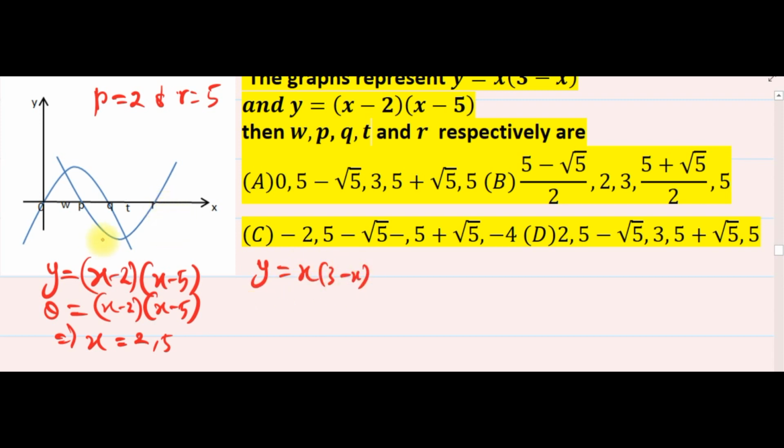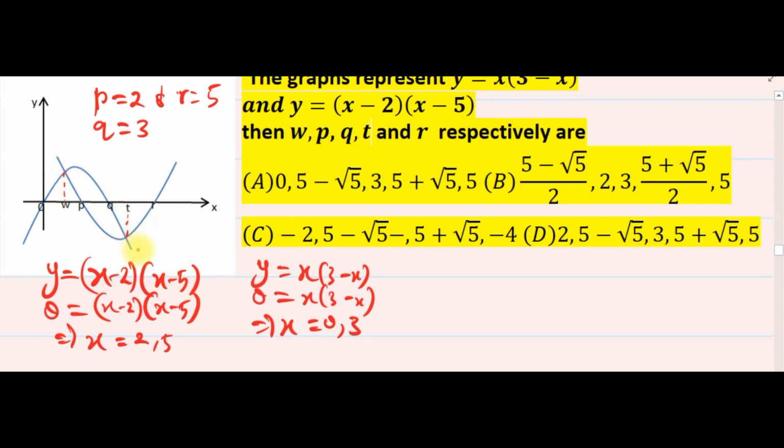Also for this, we see that y equals x(3 minus x). So at the x intercepts, y is 0, which implies again that x is 0 and 3. So I'm saying that Q is 3, because as you can see, this is already 0. So the next thing is to get W and T. As you can see, W is the point of intersection of the two graphs, and also T.